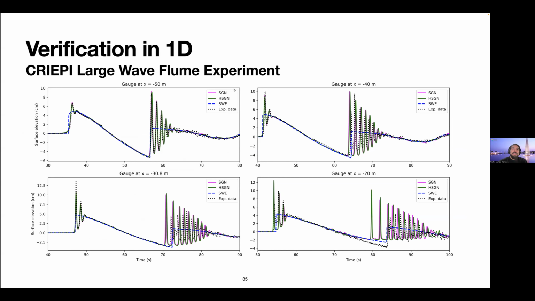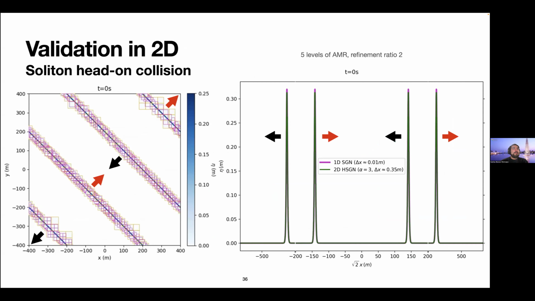Again, the hyperbolic SGN is on top of SGN, and both of them agree pretty well with the soliton fission, except for the bottom right plot, where we can see that we should have introduced some dissipation, some transition to shallow water equations dynamically. Let's move to 2D.